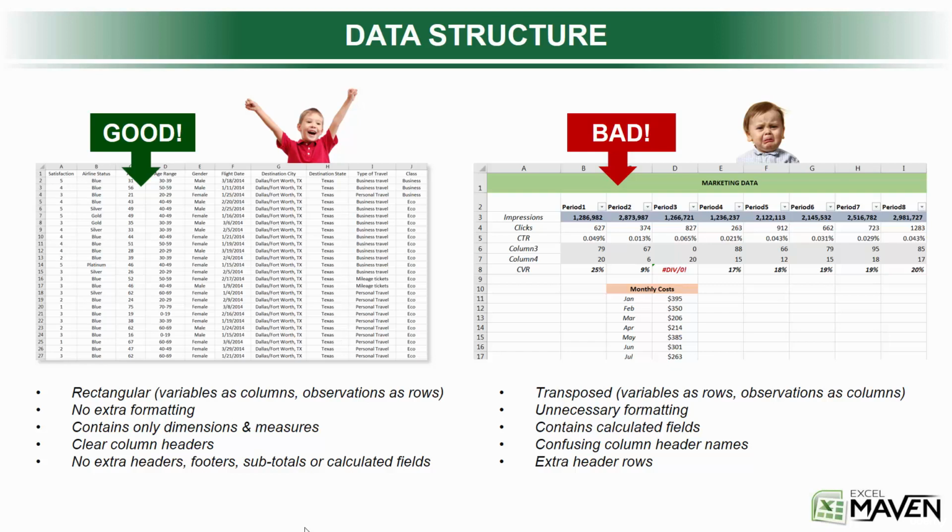Now on the flip side, a bad data structure might be transposed, with variables as rows and observations as columns. It might be laid out in an unstructured or non-rectangular way, or maybe it contains unnecessary formatting, calculated fields, misleading column names, or extra header rows. The bottom line is that the only role your source data needs to play is to store the raw values for your pivot table to analyze. Your best bet is to keep things clean and simple and apply your formats and calculated fields using the pivot table itself.